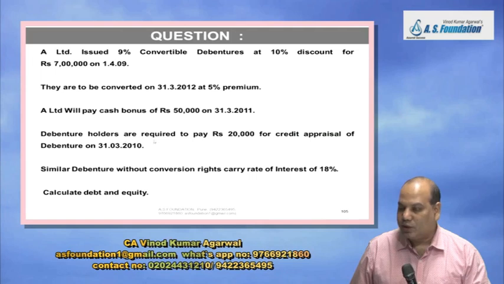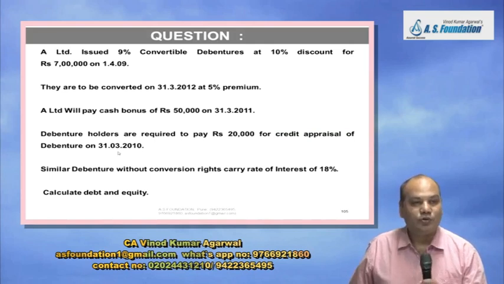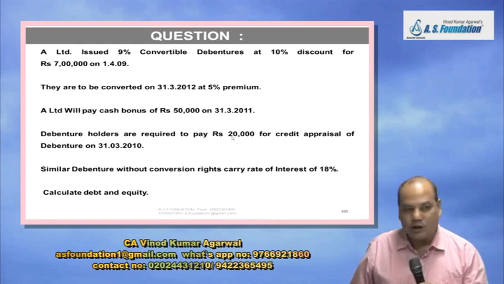Debenture holders are required to pay rupees 20,000 for credit appraisal of the debenture on 31st March 2010. This is an inflow. The debenture holder is paying to the company. So we will show it as an inflow on 31st March 10. How many years from the date of issue of the debenture? 1 year. So at the end of year 1, you will write inflow 20,000.